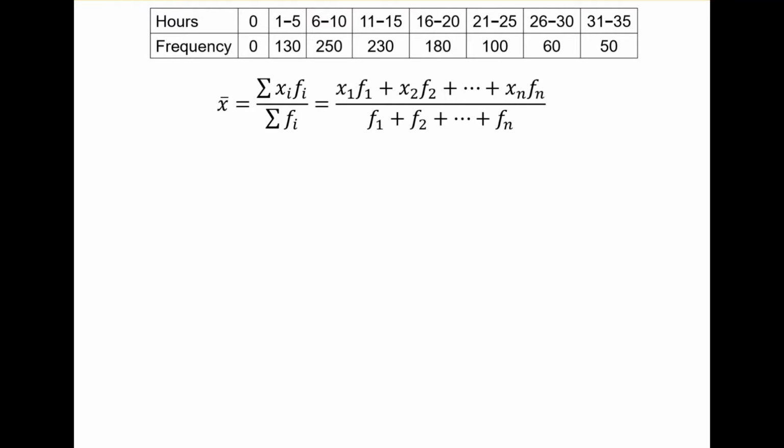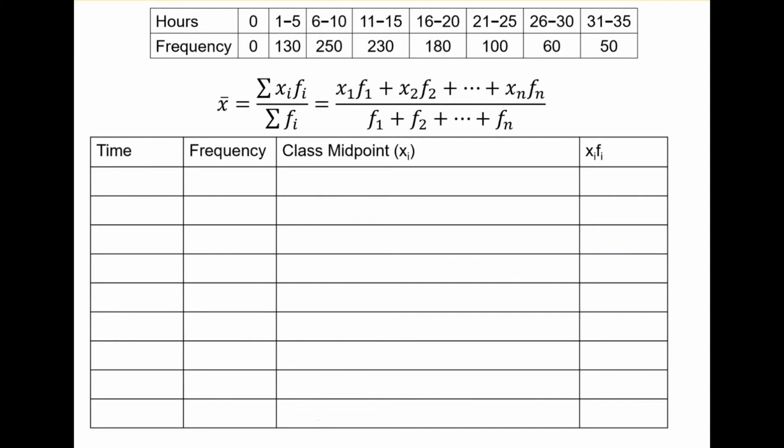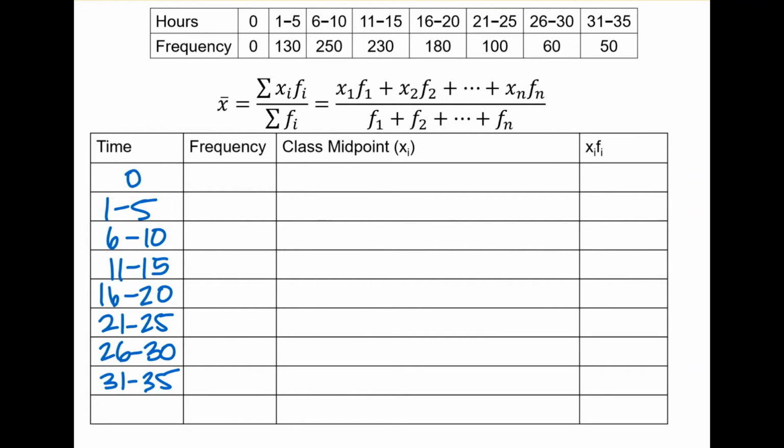To use the formula, it makes it a lot easier to use a table to organize all of your information. First, we will write in all the classes for time. Now let's write the corresponding frequencies. Now we need to determine the class midpoints. We find the midpoints by taking the lower class limit of the current class, adding the lower class limit of the next class, and dividing by 2. If the data value is not a class, you just take the data value.